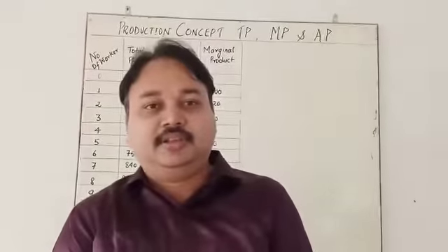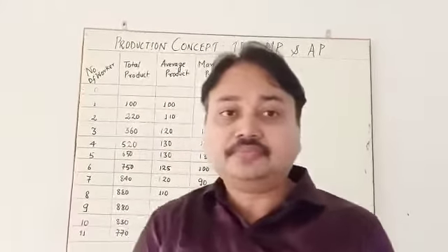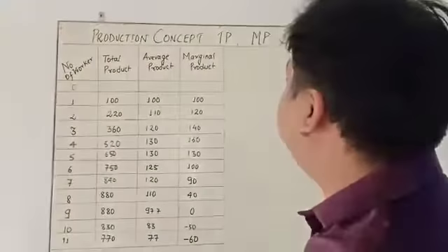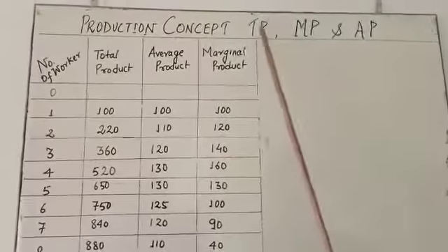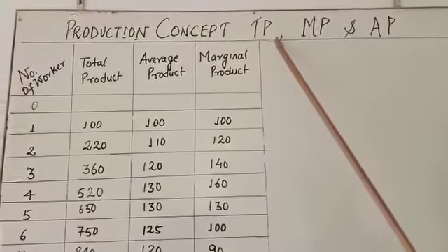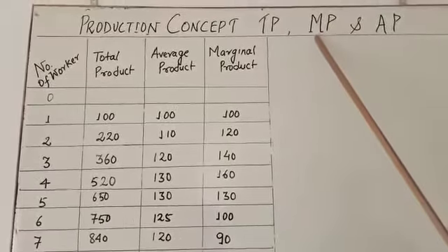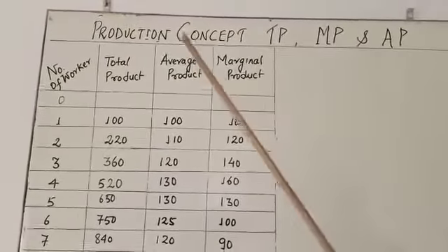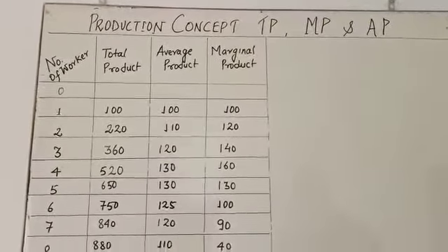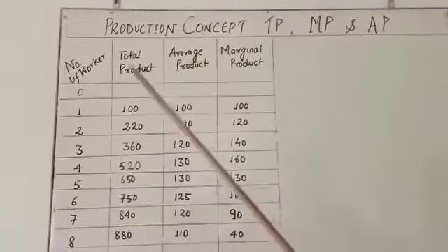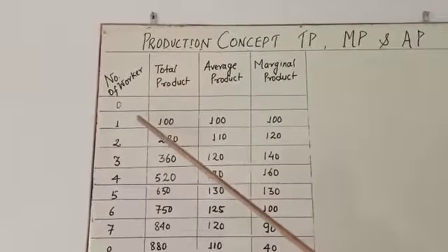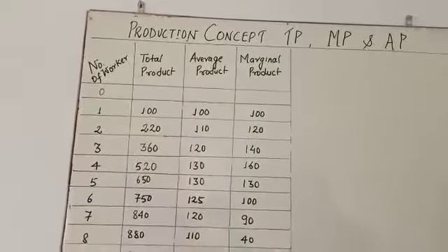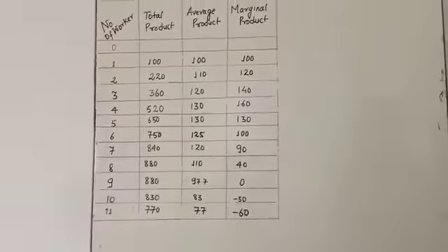In your economics, there is a chapter regarding production. So I am going to teach one topic, what is the production concept, TP, that is called total product, marginal product MP, and average product AP. Here I take a table in which you have to see the number of workers. When we increase the number of workers 0, 1, 2, 3, 4 to 11, there is some analysis you have to go through.